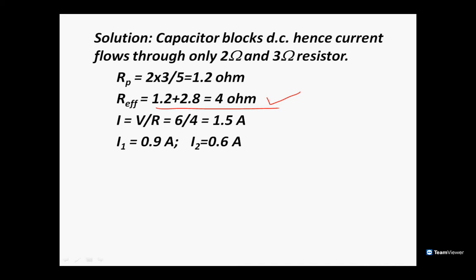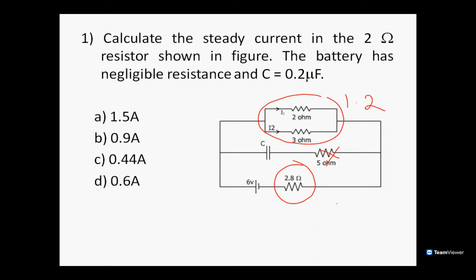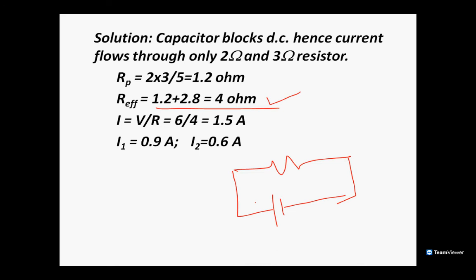I know that the net resistance is 4 ohm. What is the battery voltage here? The battery voltage is 6 volt. Of course, internal resistance is neglected. Now I will calculate the current. The current equals voltage divided by resistance. The resistance is 4 ohm and the battery is 6 volt. Now you calculate I equals V divided by R, which is 1.5 ampere. This is the first part.